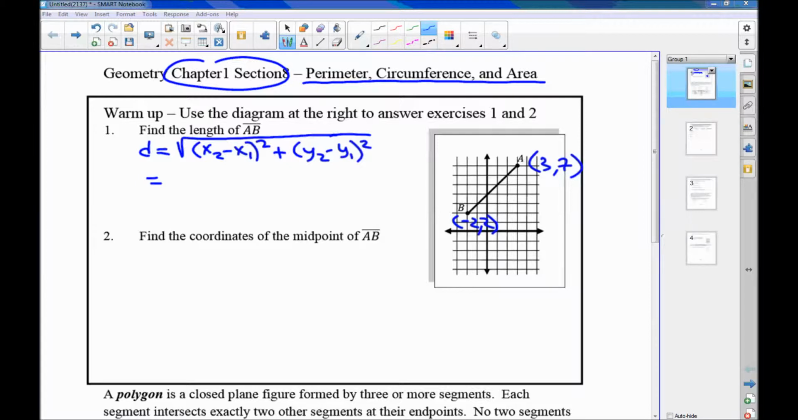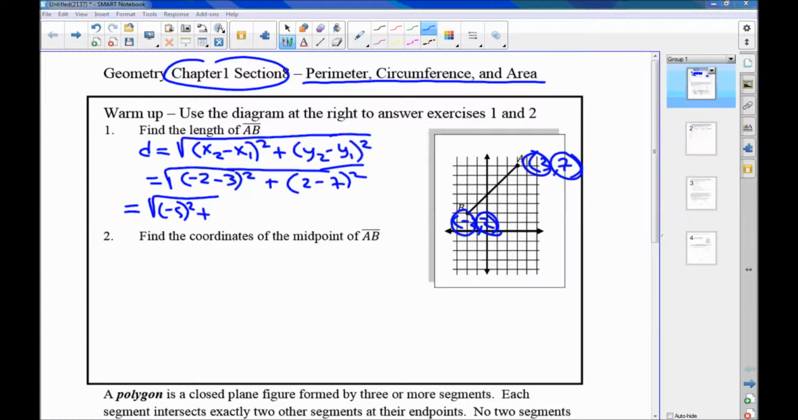Okay. All right, so let's plug them in. Remember, it doesn't matter which one you call x2 or x1. So I'm just going to start down here. We'll do negative 2 and 3 first. So the square root of negative 2 minus 3 squared plus, and then we'll do the y's, which I have to start with 2 now, and then 7. 2 minus 7 squared. So then this is equal to the square root of negative 5 squared plus negative 5 squared. That turns into 25 plus 25. And that's equal to the square root of 50.